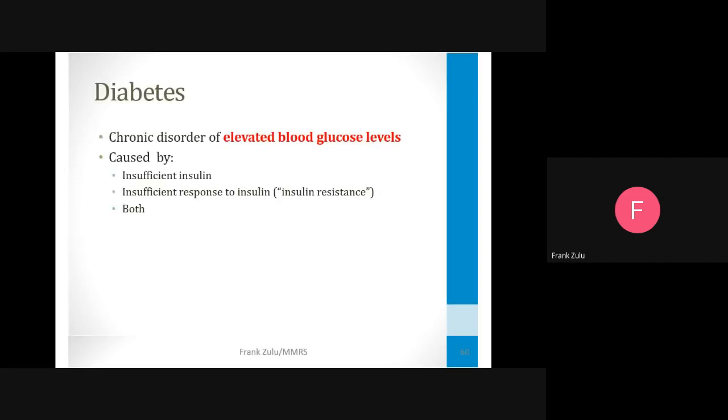So diabetes is a chronic disorder of elevated blood glucose levels. It should be chronic, meaning, for example, if someone had normal glucose levels today, and then 5 days from now, they end up having elevated glucose levels, I won't call that diabetes. It'll just be hyperglycemia. But if that elevated glucose stays for a long time, some months and even years, then it becomes diabetes, okay? And it can be due to either insufficient insulin, meaning the pancreas, the beta cells are failing to produce insulin, or maybe the insulin is being produced, but the receptors are insensitive. They are not responding to the insulin.